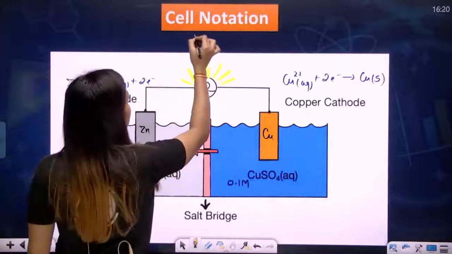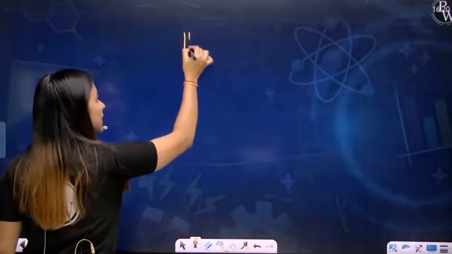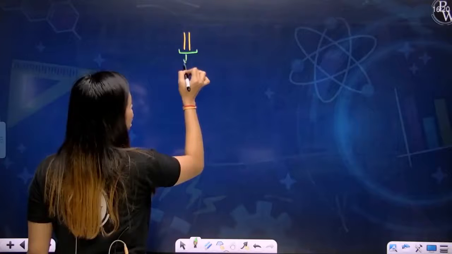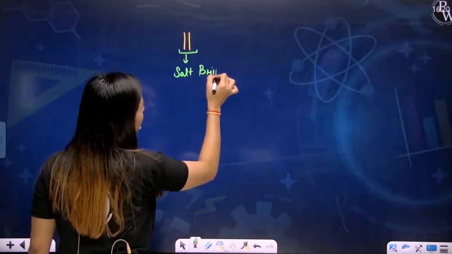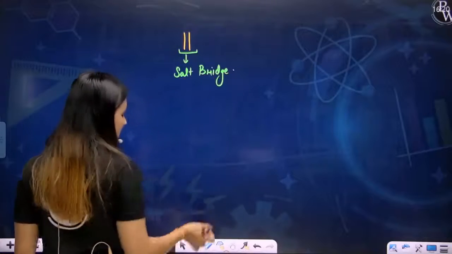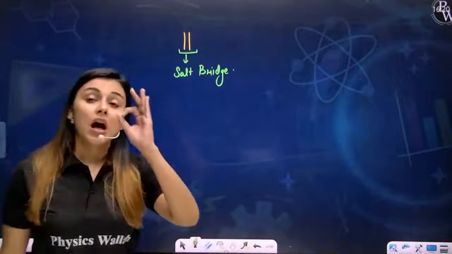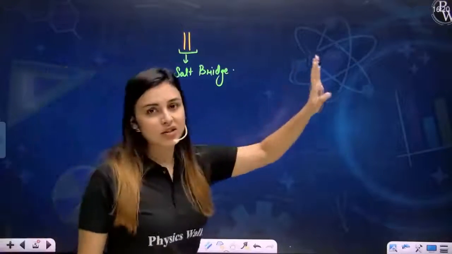The most important thing is, in a representation, my dear students, you put a double line first. Now what does this double line stand for? This double line actually stands for your salt bridge. Always remember that first the double line has to be there. This means that it is a salt bridge. After that, my dear students, to the left, I think this is the left. Yes, I am directionally challenged, I told you.